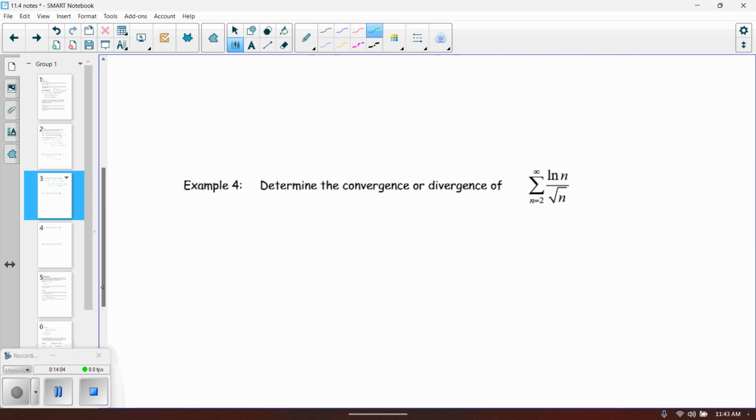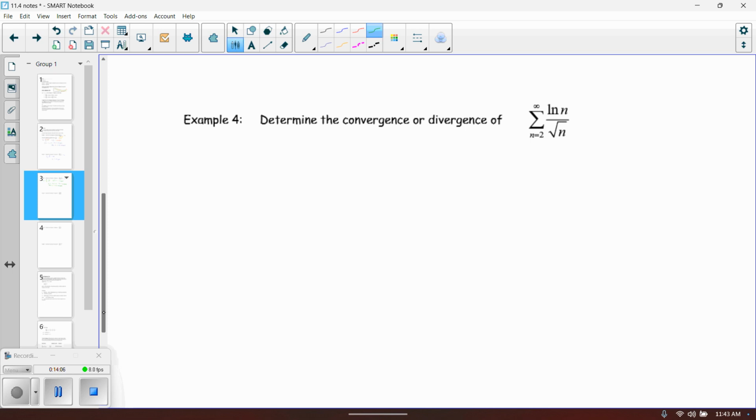All right, let's look at example 4. Determine the convergence or divergence of the sum as n goes from 2 to infinity of the natural log of n divided by the square root of n. Again, this one's not as easy to determine. If you were to first start off by taking the limit, I'm not going to write out the process here, but you eventually get 0 using a couple of L'Hopital's rules. So that's inconclusive. That doesn't tell us anything.